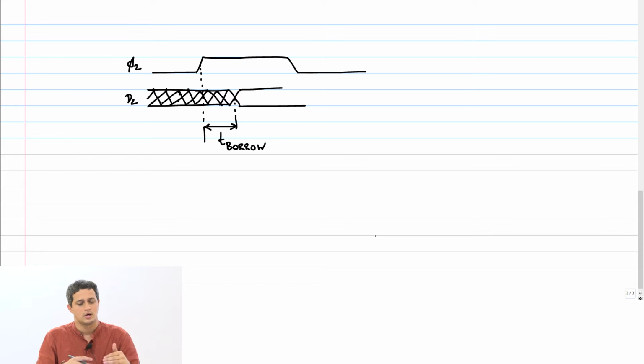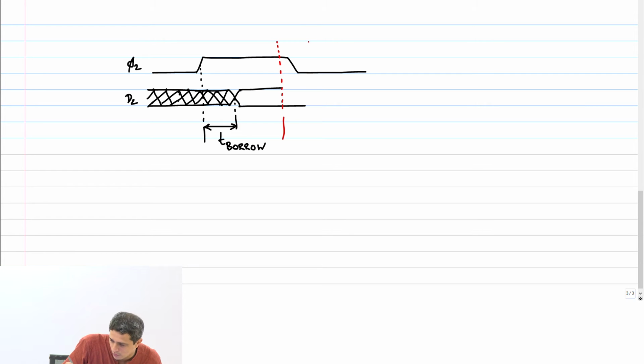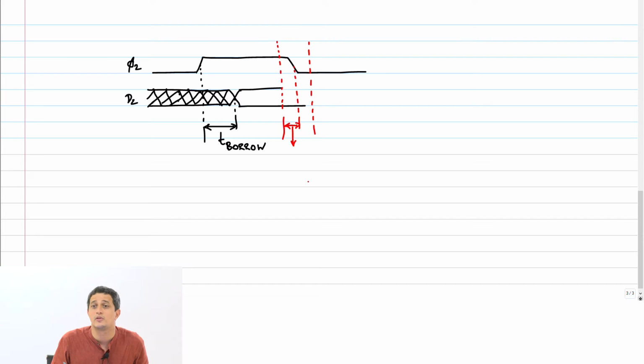Okay, so D2 has to get sampled by that latch L2, right? So when should D2 settle? And what's the violation window, by the way? This is the violation window. So it has to settle before the violation window. Correct? So what is this time in the violation window? Setup time. Setup. Correct?